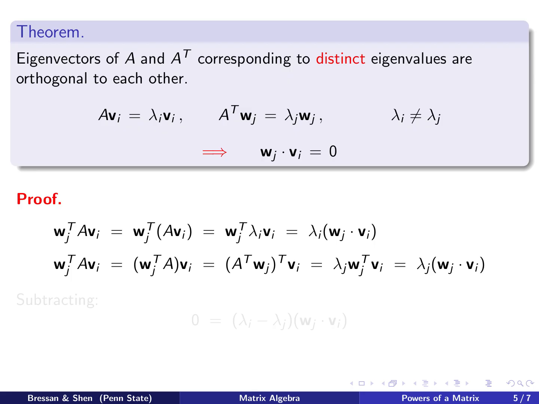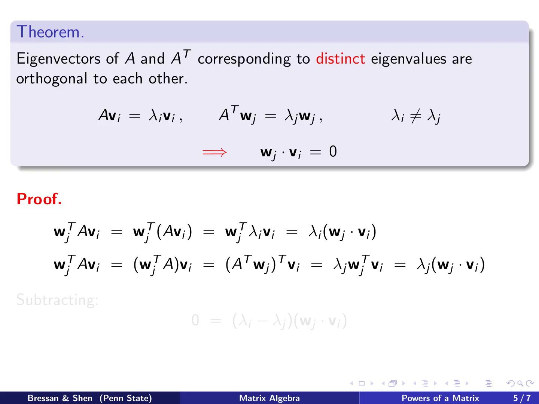And now we see we have A transpose times wj, and then we use the assumption that wj is an eigenvector for A transpose corresponding to lambda j. So we'll get this. So let's put that one in, times vi. And then in this expression, we see that lambda j is a scalar number, this is a row vector, and that's a column vector. So we can write this as lambda j times wj dot vi, the inner product.